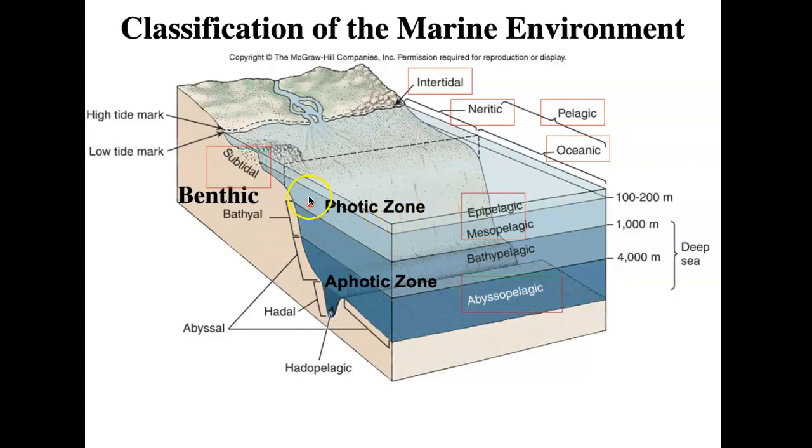We also use another term called benthic. Benthic means on the bottom. So anything that lives on the bottom, we'll use the term benthic here. These are just some of the ways that we're going to classify the marine environment, some of the terms that we're going to talk about. So again, get familiar with these. I know your book goes into them, but I wanted to introduce them here, and I will introduce them again later.